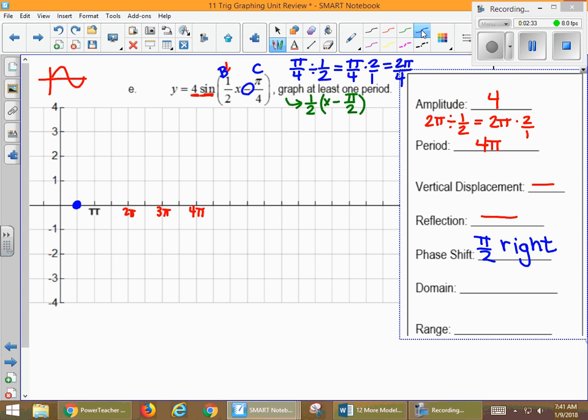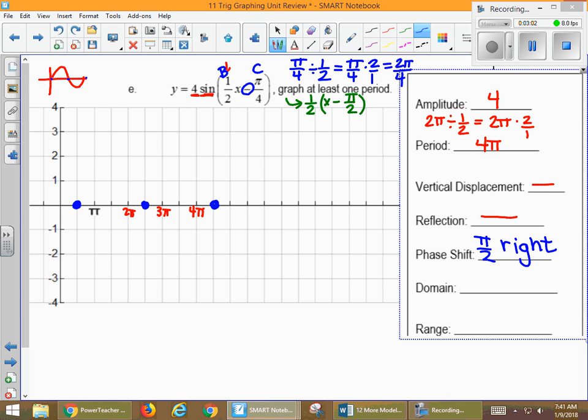So the period of my function was 4 pi. If I'm starting here on my blue dot, going out 4 pi from pi over 2 would be one space past 4 pi. Halfway in between is where I'm going to cross my midline, just using my sketch up here. So 1, 2, 3, 4, 5, 6, 7, 8. It's broken into 8 pieces. Halfway in between is between 2 pi and 3 pi, 2.5 pi.